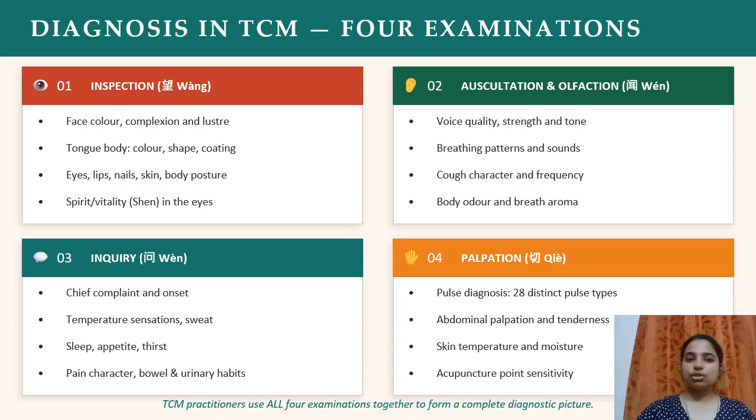While coming to the traditional system of medicine, what are the inspections which a Chinese doctor does? A doctor who follows the Chinese system of medicine looks for face color as well as complexion. And coming to the shape or the coating of our tongue, what is the color of the tongue that is being observed. And coming to the eyes, lips, nails, skin, body posture, and how bright are the eyes of the person.